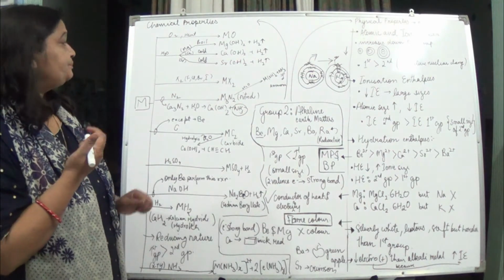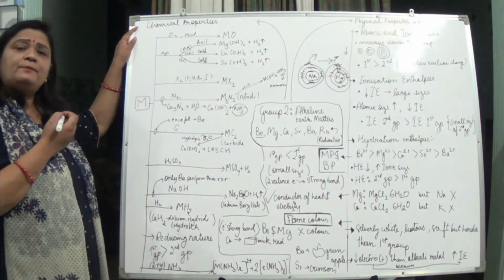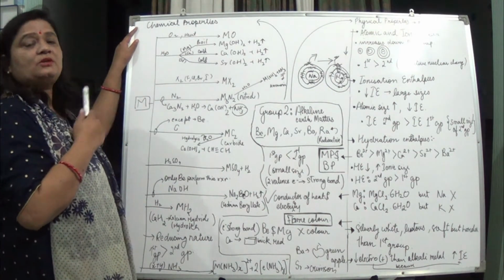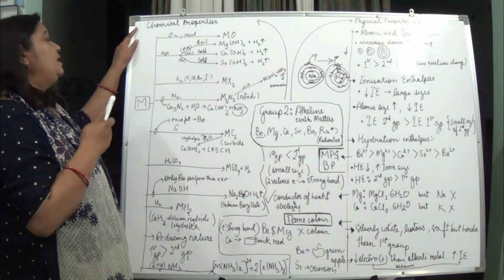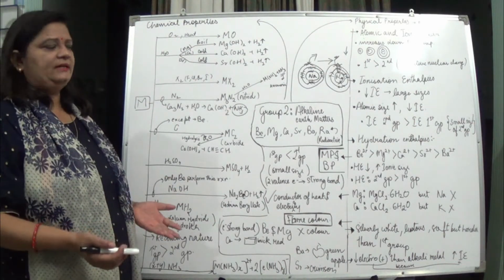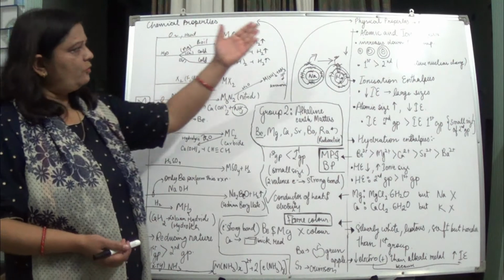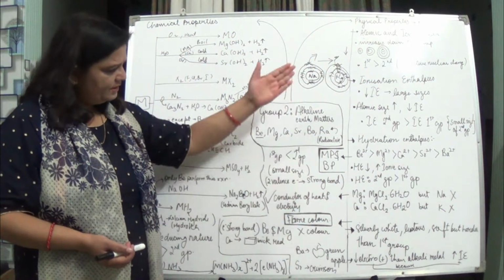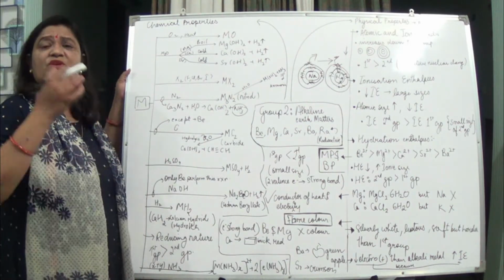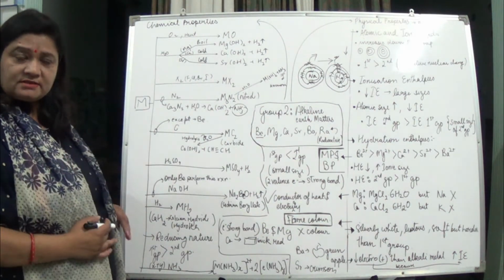Okay, now talking about the chemical properties of group 2 elements, or alkaline earth metals. Here we have talked about the physical properties, which we studied simply with the bonds and all. But when we talk about the chemical properties, we are seeing how they react with other substances.